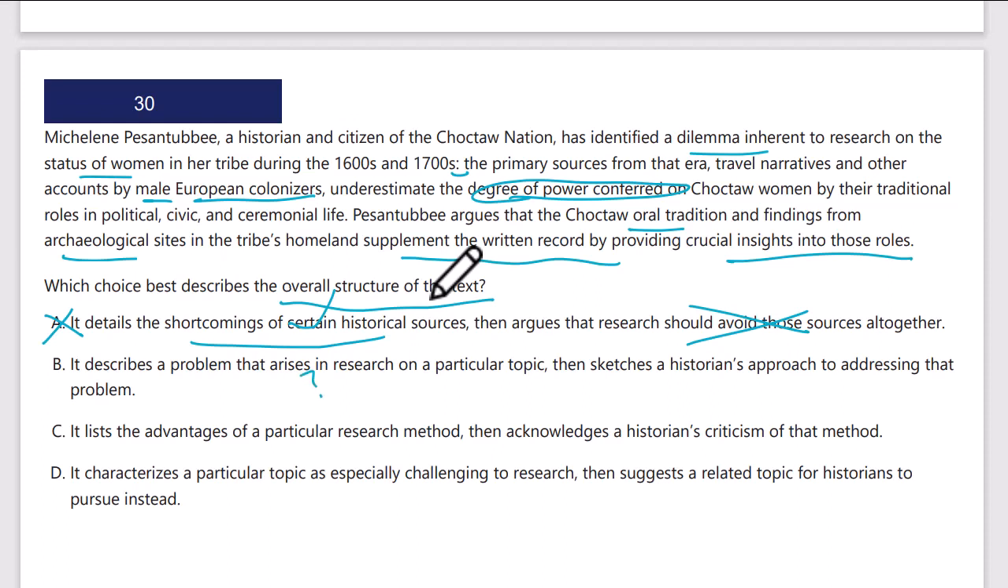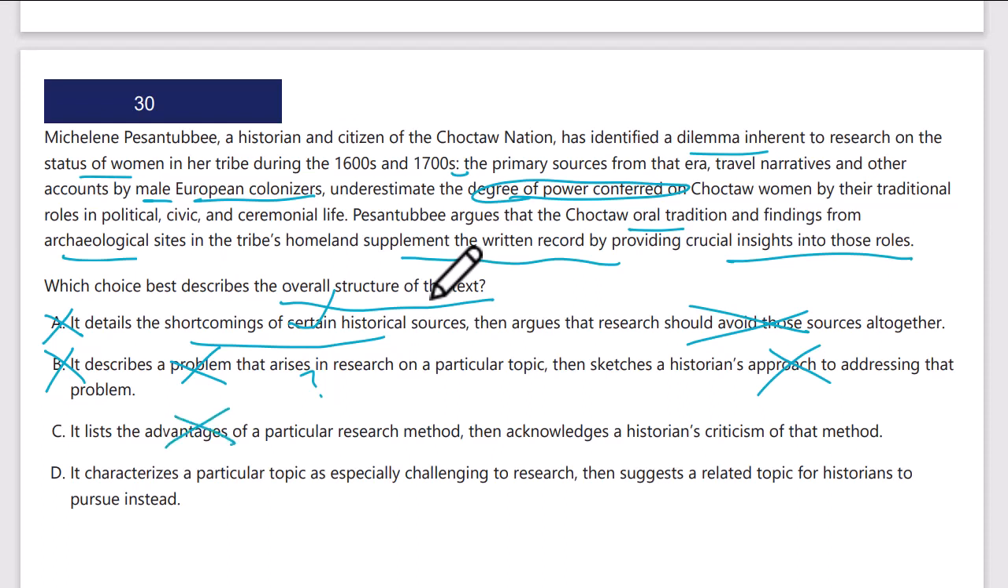Maybe. I like the first part of A better. Then sketches a historian's approach to addressing that problem. Doesn't really show her approach. No, it's not really describing a problem per se. It's more of a shortcoming, not a problem. Okay. So C, it lists the advantages of a particular research method. Advantages of a research method?